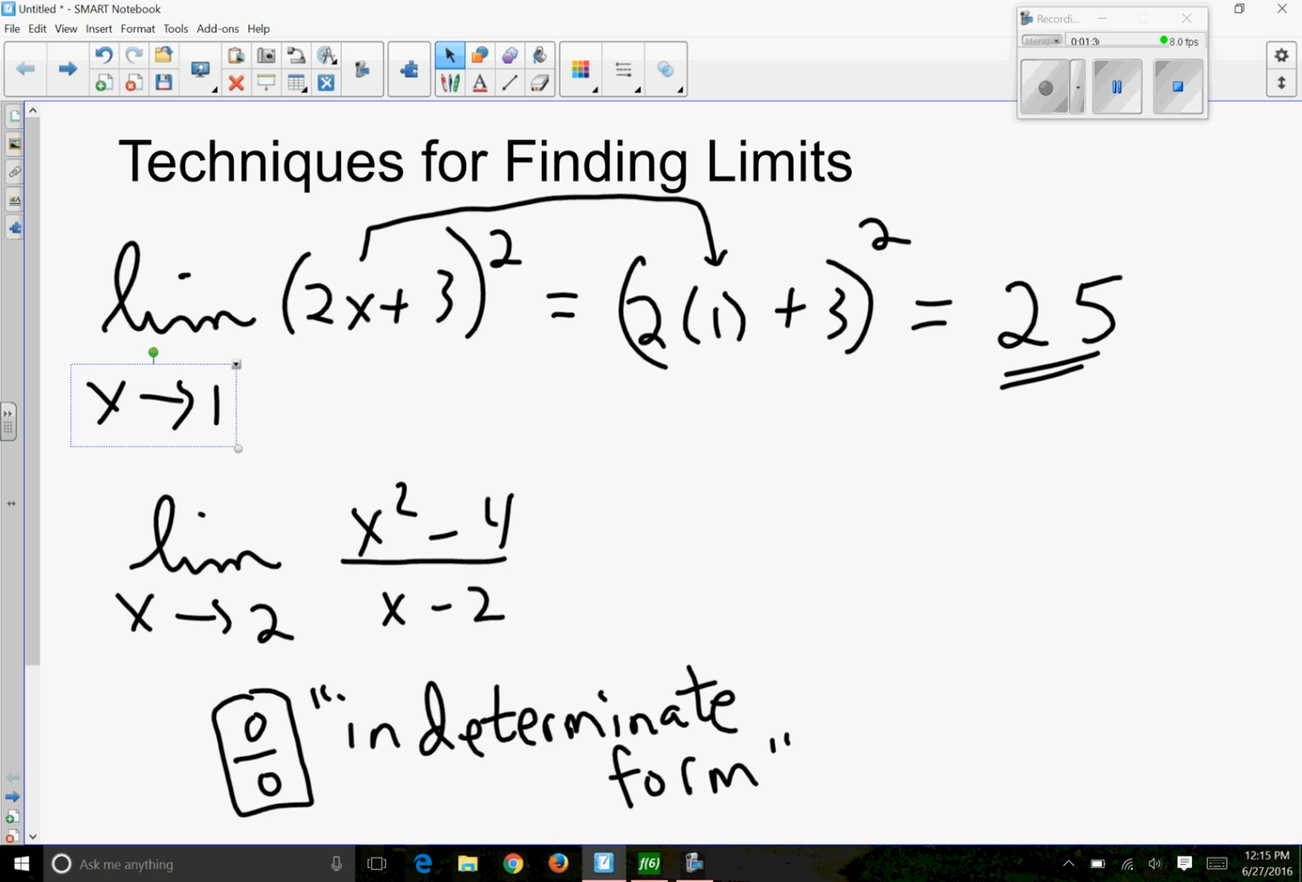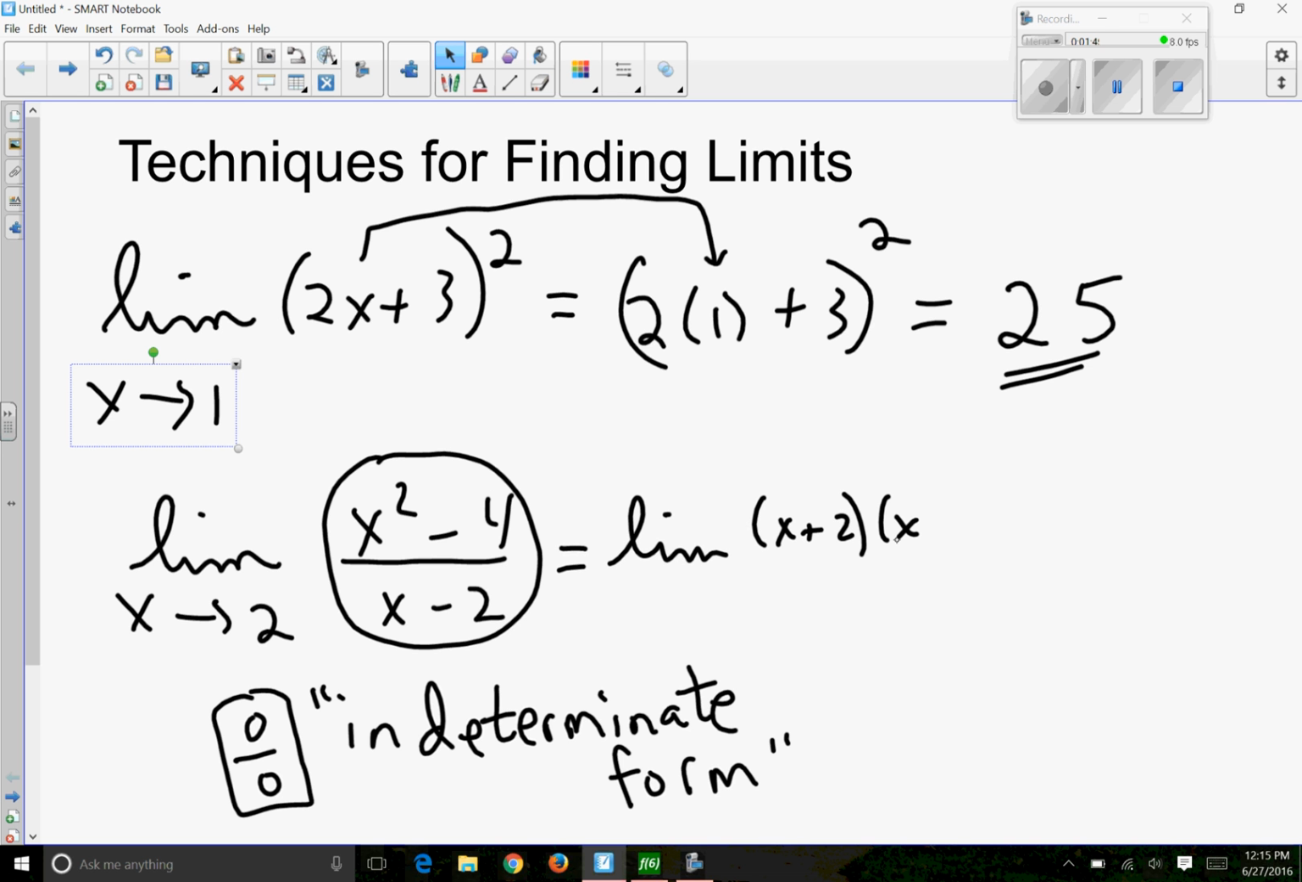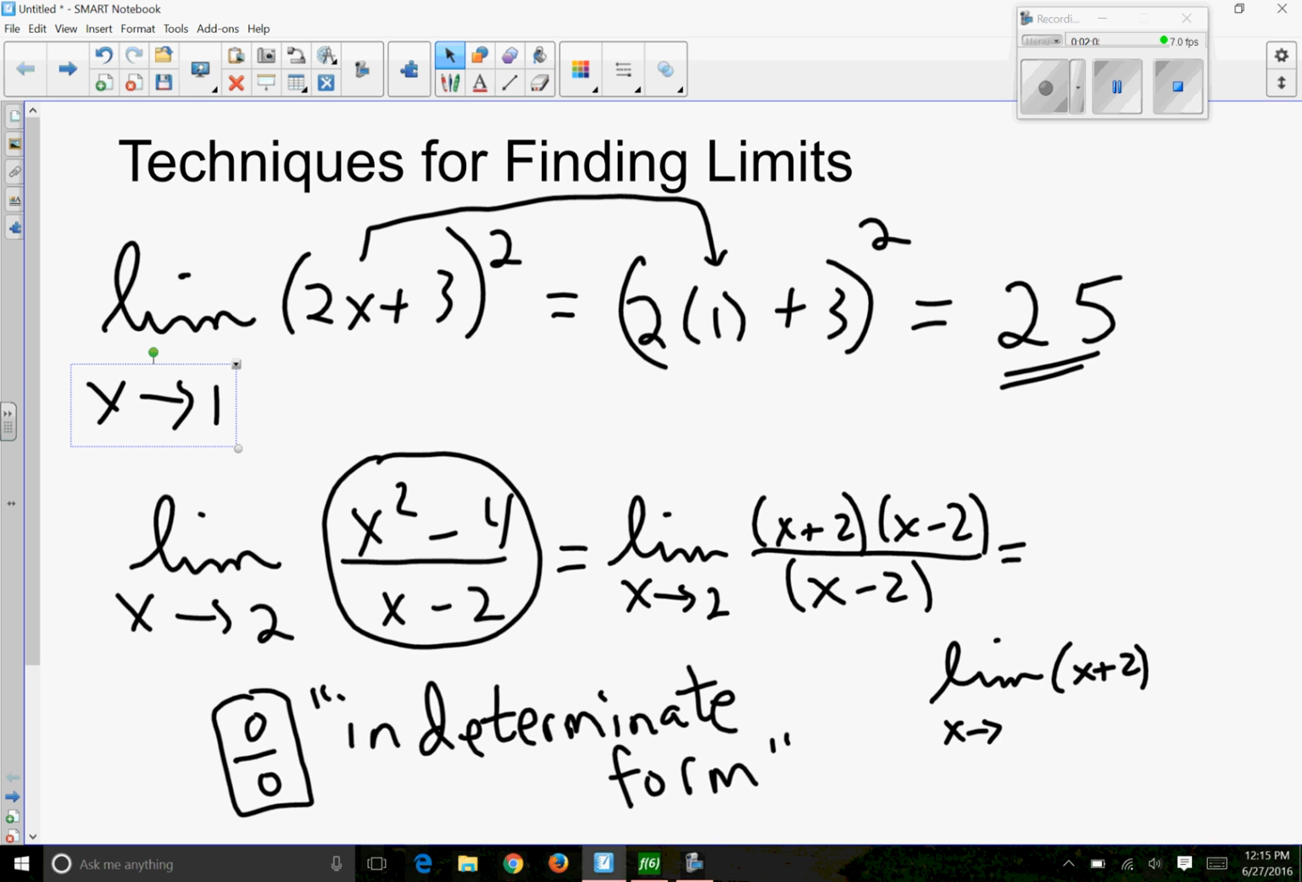And we will find the limit by first simplifying (x squared minus 4) over (x minus 2). We'll say this is equal to the limit of (x plus 2)(x minus 2) over (x minus 2) as x approaches 2. And this becomes the limit of x plus 2 as x approaches 2. That's because x minus 2 divided by x minus 2 is 1.